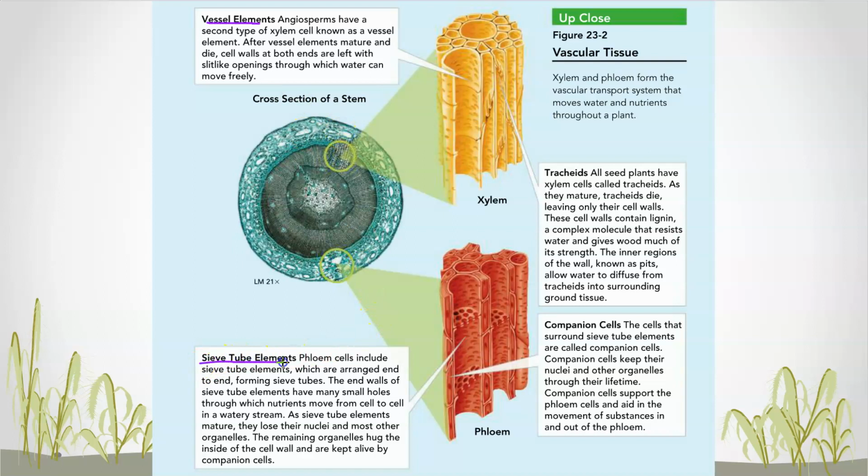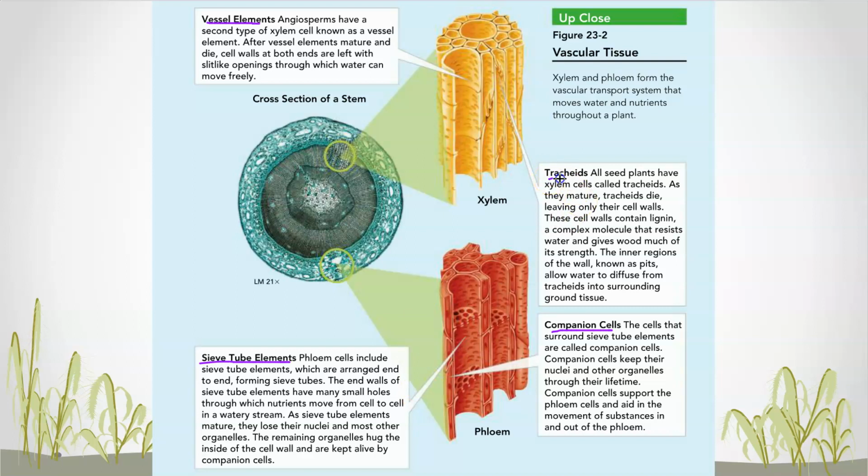Sieve tube elements are part of phloem. Phloem cells include sieve tube elements arranged end to end, forming sieve tubes. The end walls of sieve tube elements have many small holes through which nutrients move from cell to cell in a watery stream. Again, that's what growers drill into when they're trying to make maple syrup from maple trees. Companion cells are basically the life support system of the sieve tube, because the sieve tube doesn't have any of the organelles or nuclei. So companion cells support those cells and aid them.